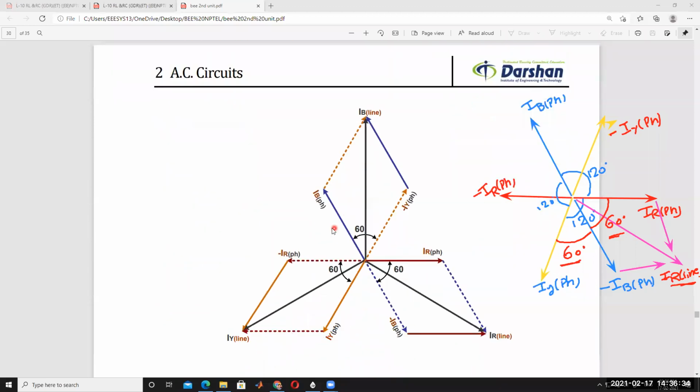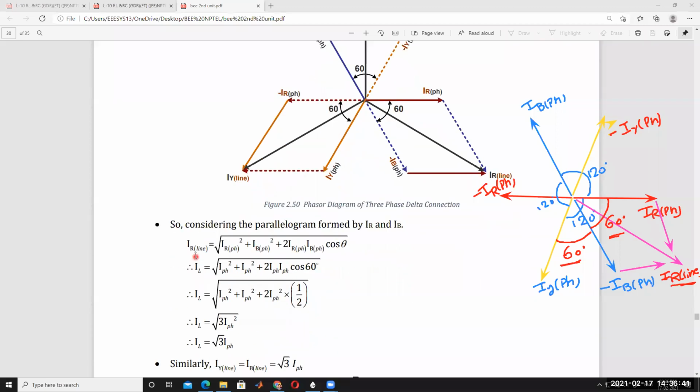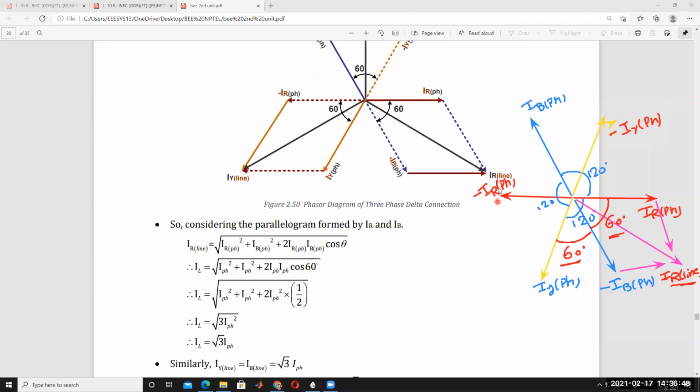So this is the phasor diagram of the delta connected system. Based on that, you will get one formula. Considering the parallelogram formed by IR and IB, this is called IR line. So it is a parallelogram. By using this, we will get IR line equal to the square root of IR phase square plus IB phase square plus 2 IR phase IB phase cos theta.